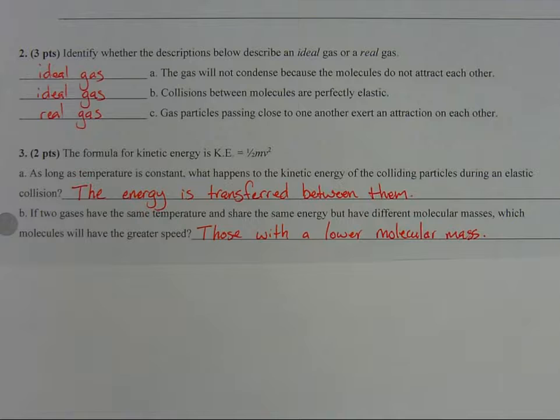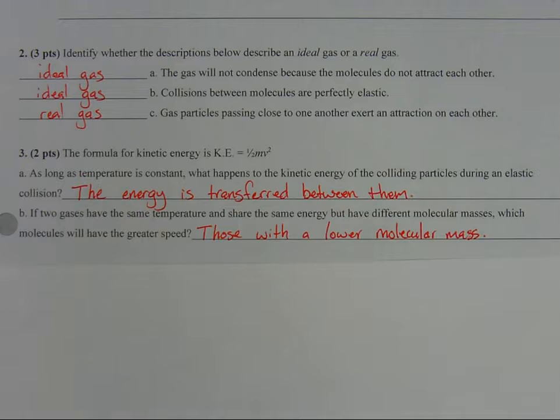So if there is, in fact, a collision and the speed of one particle is adjusted, what's happening there? Well, that means that the energy that was present in that moving particle must be transferred to something else. The energy must be transferred between those colliding particles. That's what it means to be elastic.